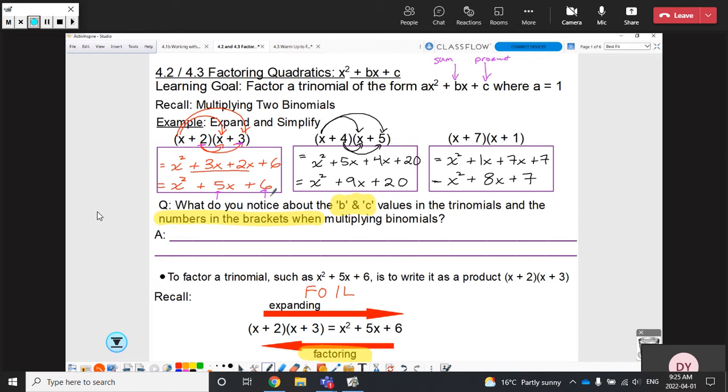4 plus 5 is 9. 4 times 5 is 20. Okay? 7 plus 1 is 8. 7 times 1 is 7. Now, that is not a coincidence.